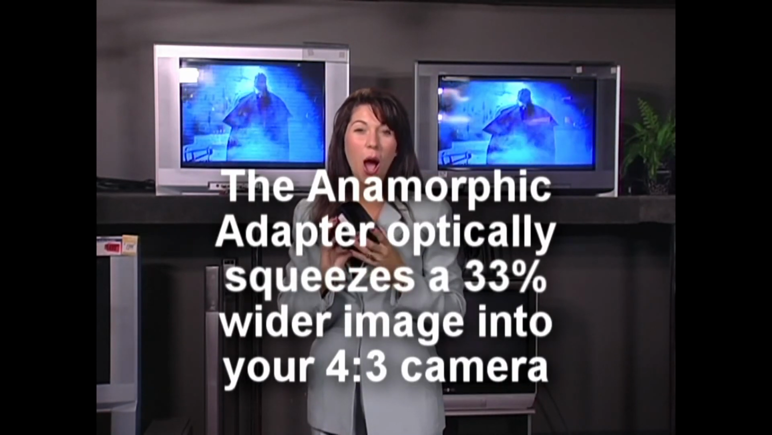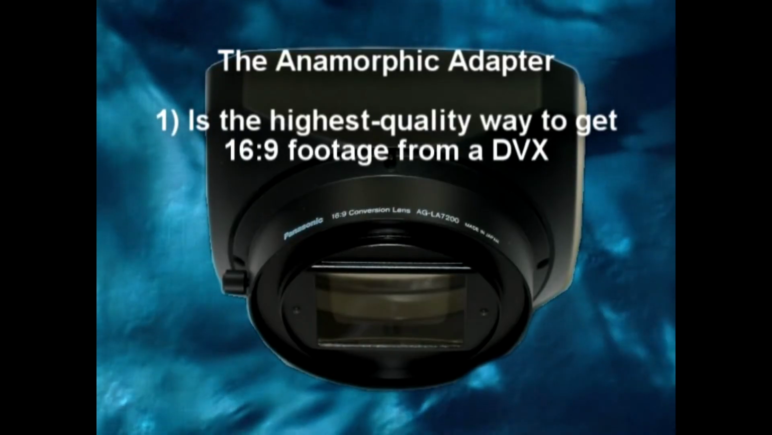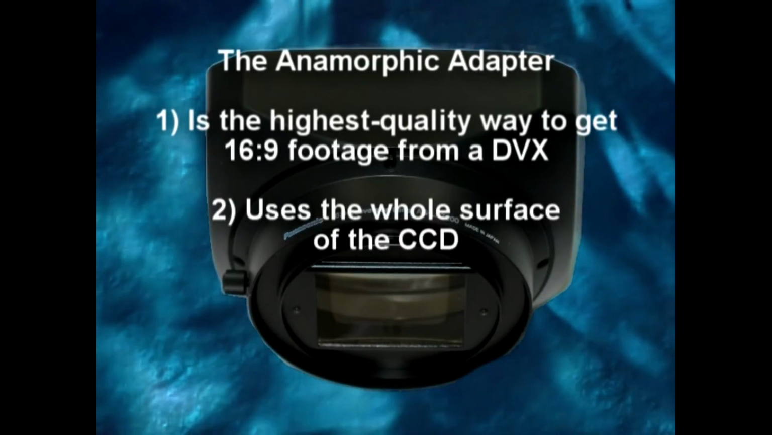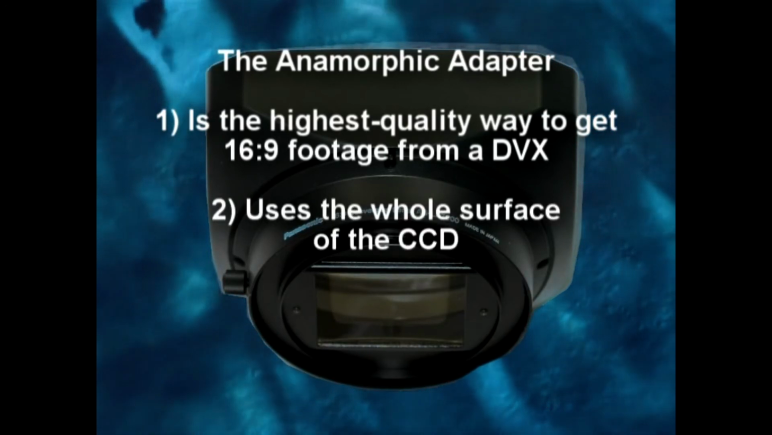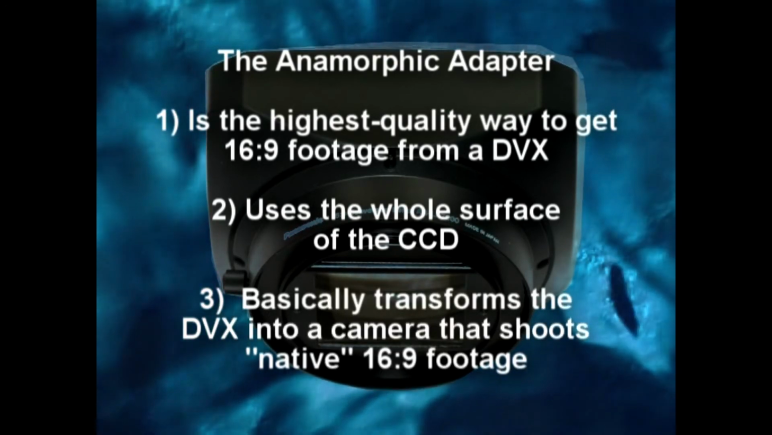The anamorphic adapter is a specially designed lens that optically squeezes a wide screen into your camera, and then when it's displayed on a widescreen TV, the shape of the TV stretches the image back out to be widescreen. This is the highest quality way to get 16:9 footage from a DVX camera. It uses the whole surface of the CCD to record the video. It basically transforms your camera into one that shoots native 16:9.